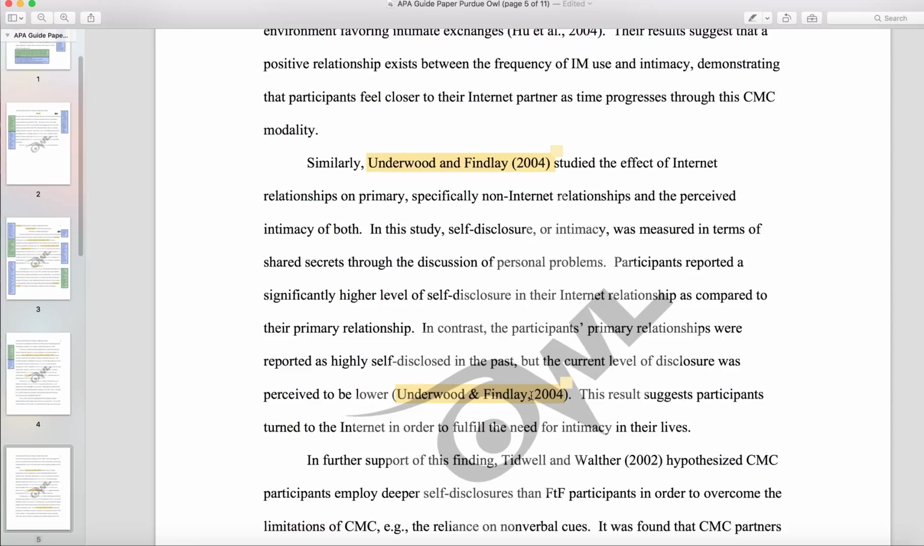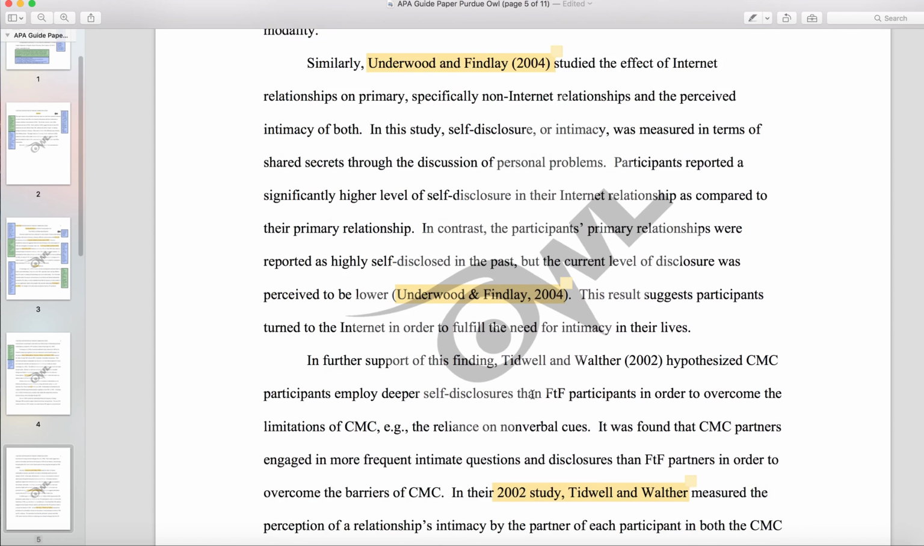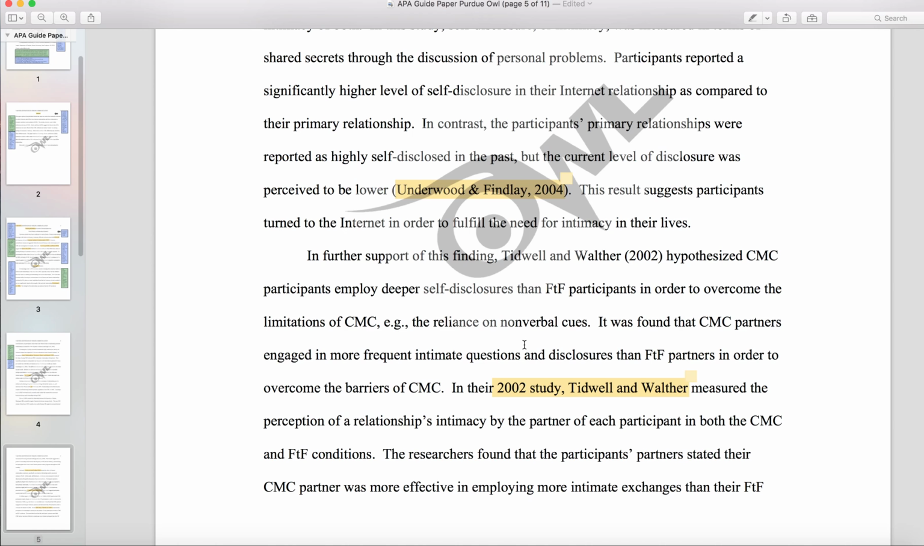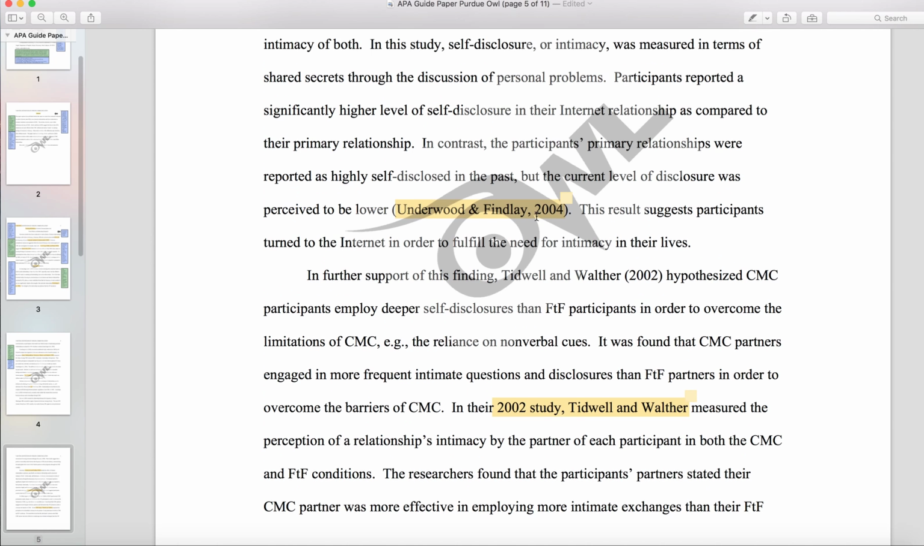And again, notice how they used a comma here too. See the comma? Make sure that, see there's no comma here, but there's a comma there. And there's going to be a comma when they use the et al. too at the end. So it's period and then the year.